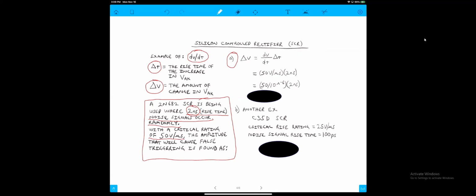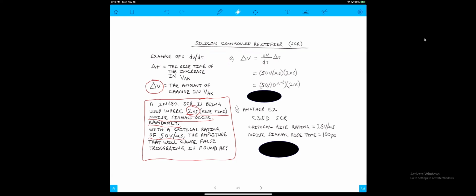We want to know what amount of voltage will cause false triggering. What is the amplitude of that voltage that will cause a false trigger, based on the SCR being used with a 2 nanosecond rise time, where the noise signal occurs randomly? This one's almost done for you anyway, but just make sure you have the calculation down correctly, and then let me know what value you come up with for A.